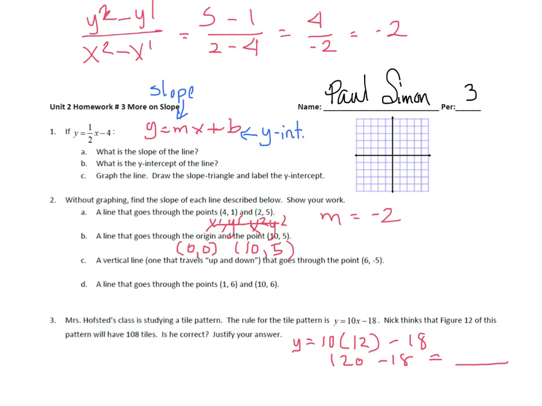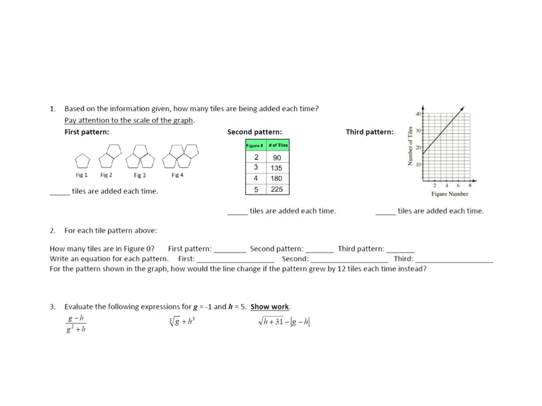Okay, let's take a look at the back. On the back it says, based on the information given, how many tiles are being added each time. Pay attention to the scale of the graph. First pattern, figure 1 has 1 tile, figure 2 has 2 tiles, figure 3 has 3 tiles, figure 4 has 4 tiles. How many tiles are added each time? I don't think I need to tell you.